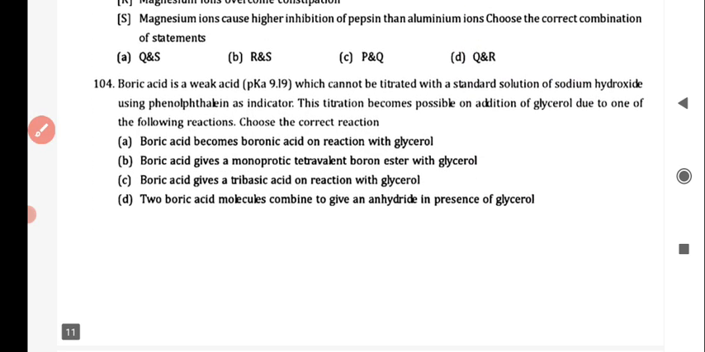Next question: boric acid is a weak acid having pKa 9.19, which cannot be titrated with a standard solution of sodium hydroxide using phenolphthalein as an indicator. This titration becomes possible on addition of glycerol due to one of the following reactions. Choose the correct reaction. So the correct answer is option B, that is, boric acid gives the monoprotic tetravalent boron ester with glycerol.